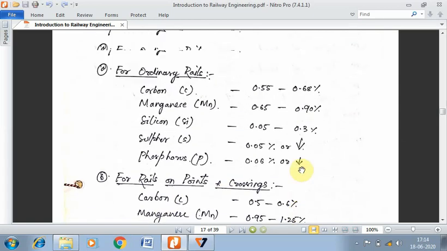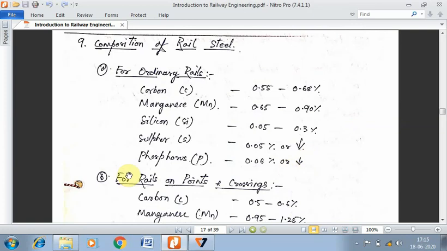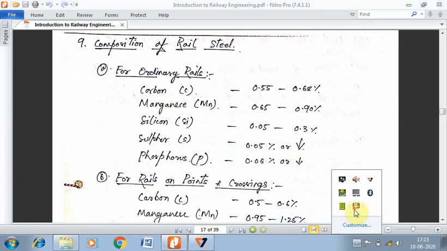So this is about the typical composition of rails that are expected. The remaining things I'll continue in the next video.